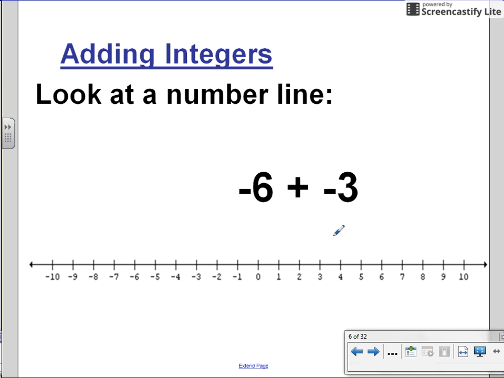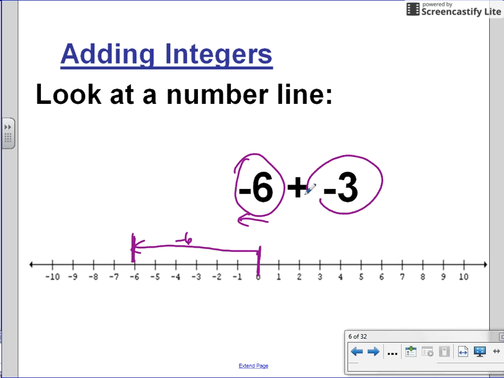Okay. Ooh, how about this one now? Negative 6 and negative 3. So if I start at 0, my first number is negative, which means I need to travel 6 units to the left. So boom, boom, boom, boom, boom, boom. Here's negative 6 right here. Now my next number is also negative. It means I'm going to continue moving to the left 3 more units. 1, 2, 3. Where do you land? Your final answer is right there at negative 9.